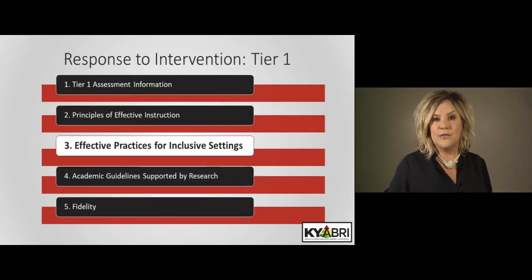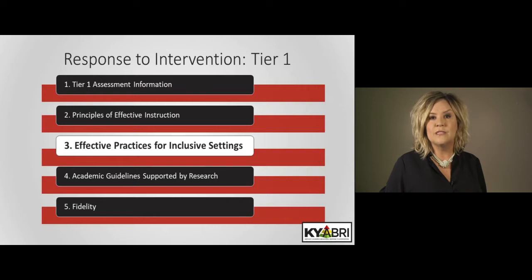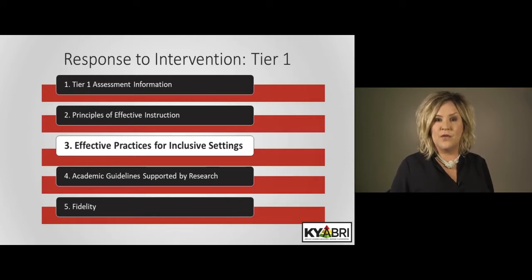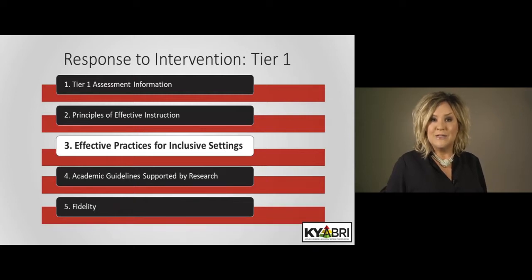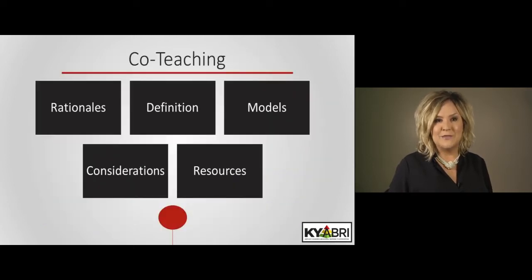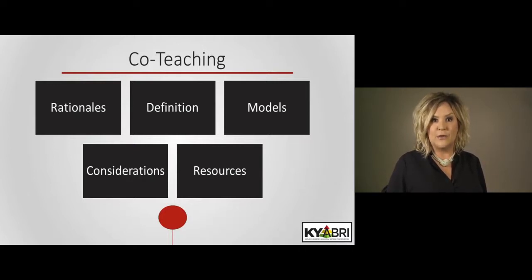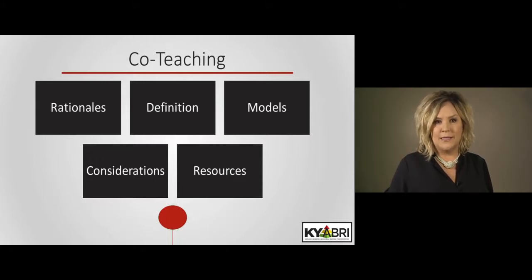Today I will share another example of an effective practice that benefits all students in an inclusive setting. This module fits under the effective practice for inclusive settings in Tier 1. Since co-teaching is such a large topic, our goal in this module is to provide you with an understanding of co-teaching that includes rationales for co-teaching, a definition of co-teaching, 6 models of co-teaching, key considerations for implementing co-teaching, and resources to further investigate this topic.